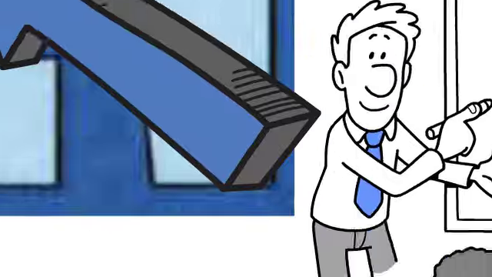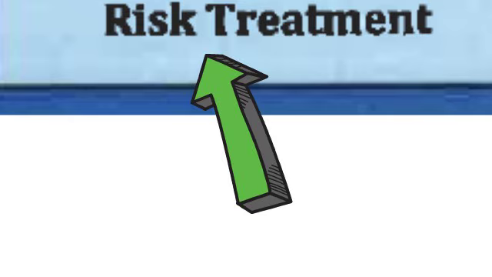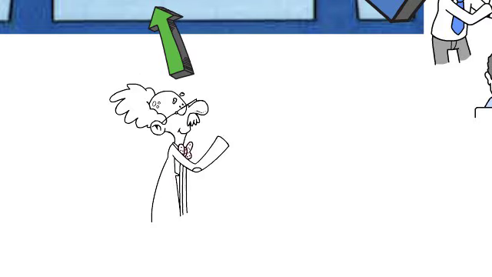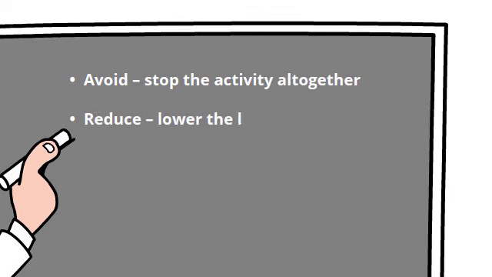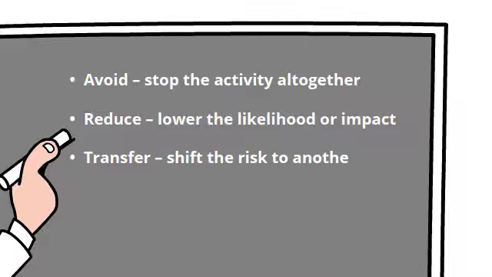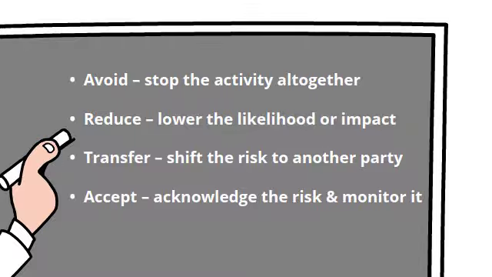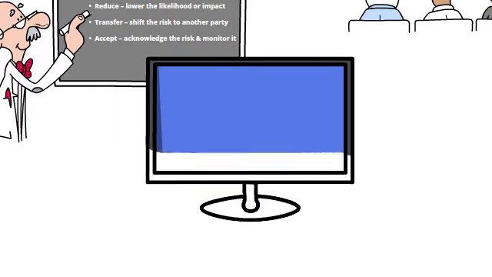5. Risk treatment. This is the heart of the process, choosing how to respond to each risk. There are 4 main options. Avoid, stop the activity altogether. Reduce, lower the likelihood or impact. Transfer, shift the risk to another party, e.g. insurance. Accept, acknowledge the risk and monitor it.